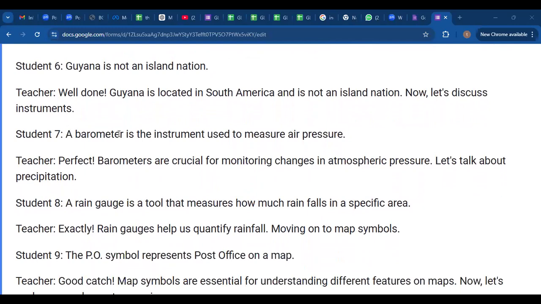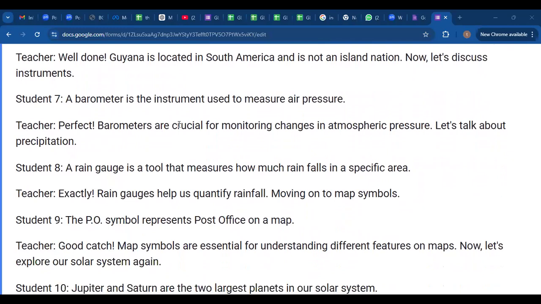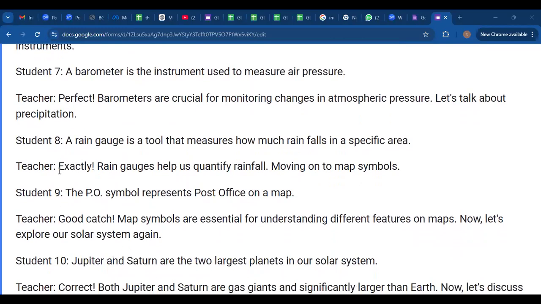A barometer is the instrument used to measure air pressure. Perfect. The barometer is crucial for monitoring changes in atmospheric pressure. Let's talk about precipitation. Joel.